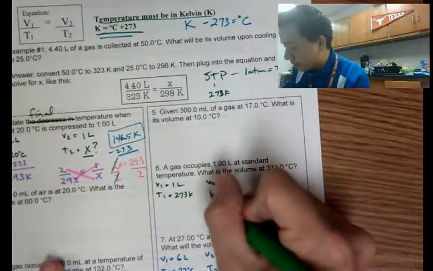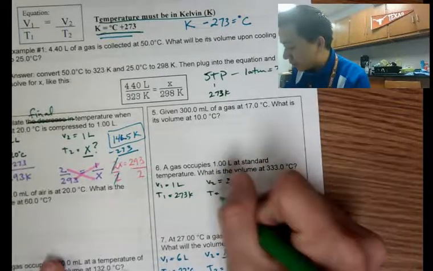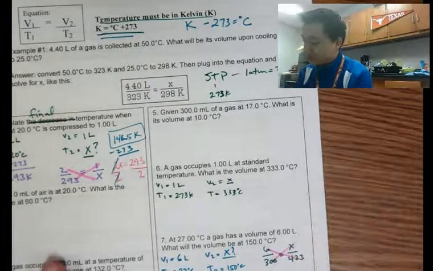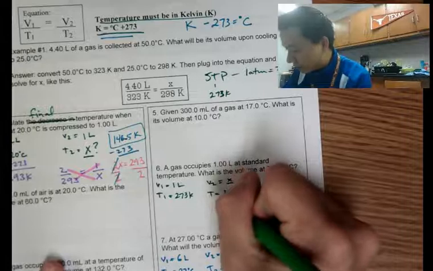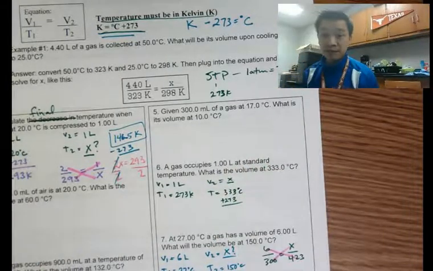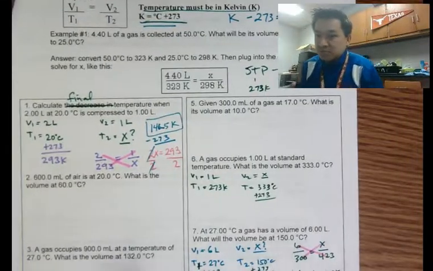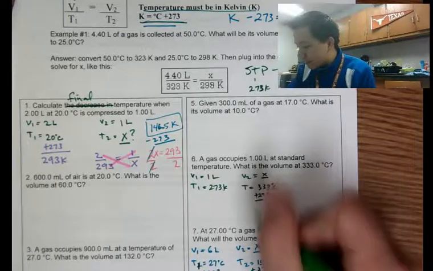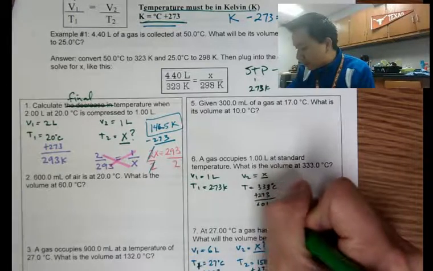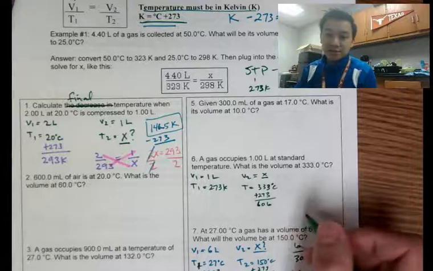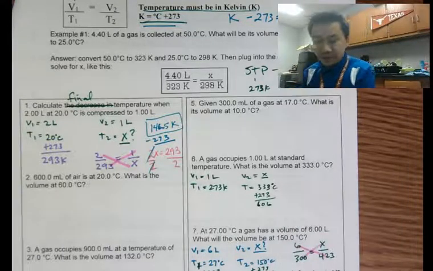And then the new temperature is 333 Celsius. You still need to change that to Kelvin by adding 273. It's going to be a big number, but that happens, guys. This is all hypothetical situations, so these numbers could look really weird, okay? So that's 606 there. So you plug all those in to your equation and solve for that V2. It's fairly simple.